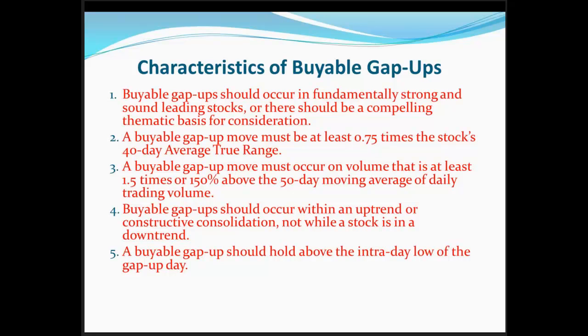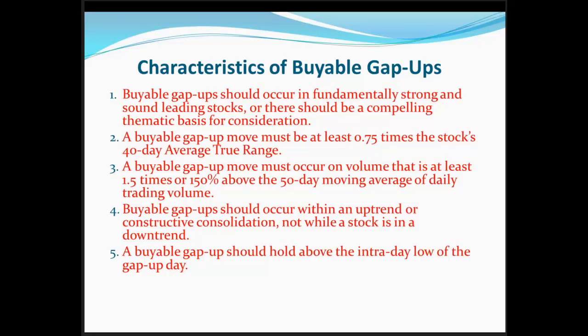Now, for those of you who are quants and you need a precise definition of what range of a gap up you must have for a Buyable gap up, then what we look at statistically is that it should be at least 0.7 times, or 3/4, the stock's 40-day average true range. And you can find 40-day average true range on a number of charting systems as well as quote systems. I know eSignal has it, and I'm sure there are several others.